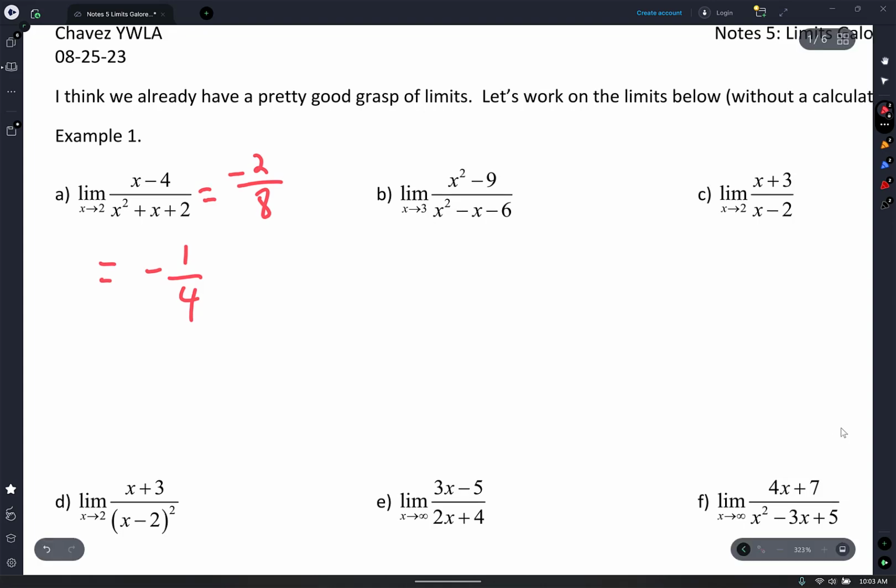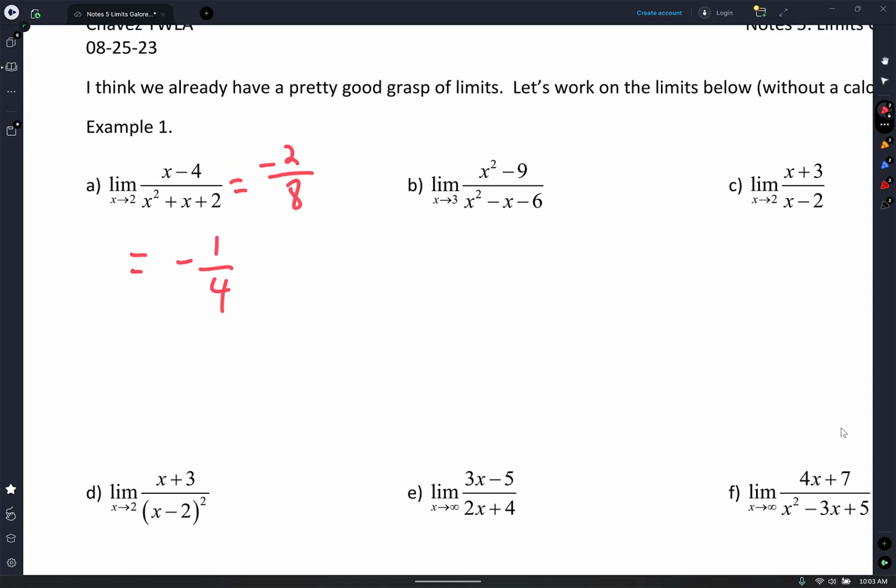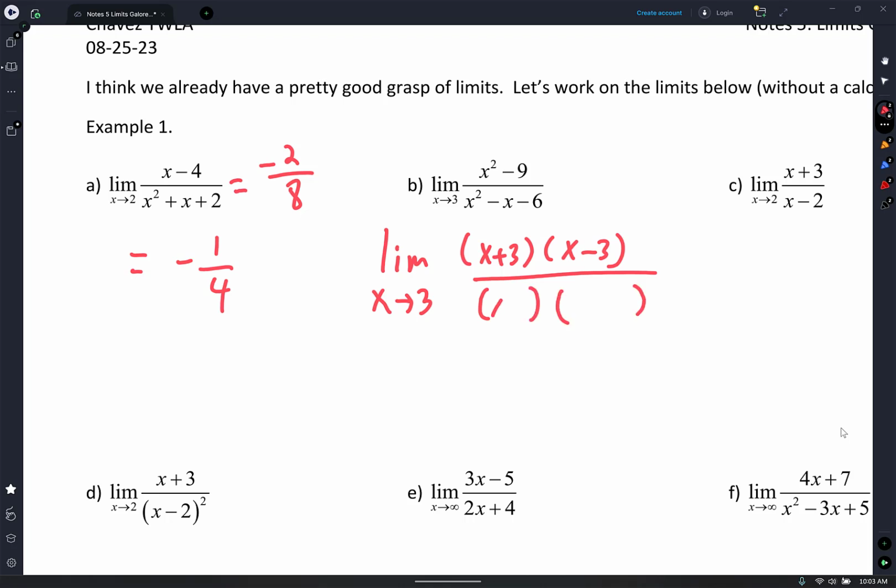Either graph it, but it says without a calculator, so we got to do it without a calculator. So we're not going to graph it then. What are we going to do? Expand it? All right. So I write the word limit because I haven't evaluated it yet. And the top is the difference of, so what am I going to write? And on the bottom, two numbers that multiply give you negative 6, but add up to negative 1. Yep. X plus 2, x minus 3.